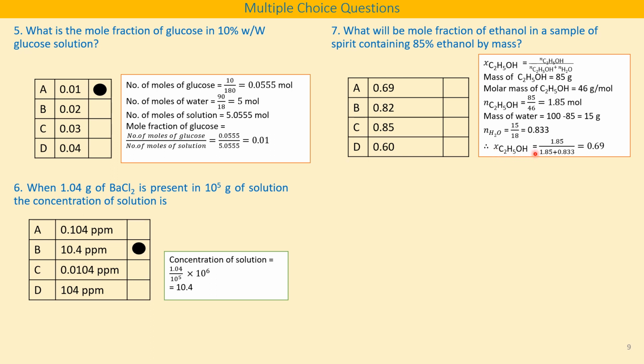So therefore, the mole fraction of C2H5OH equals 1.85 divided by 1.85 plus 0.833, that is equal to 0.69. This option is given in A. Please mark it.